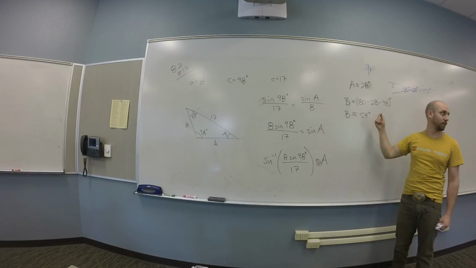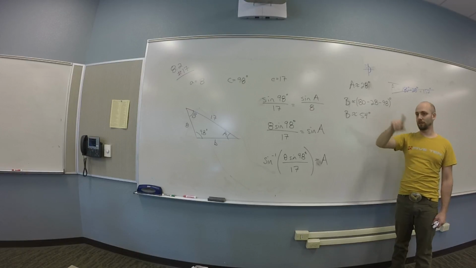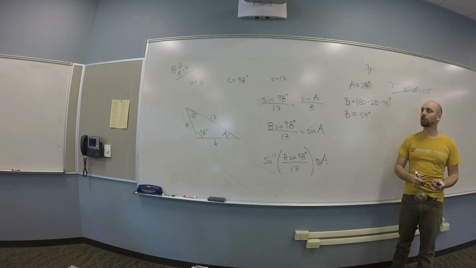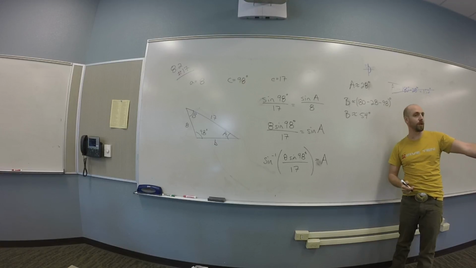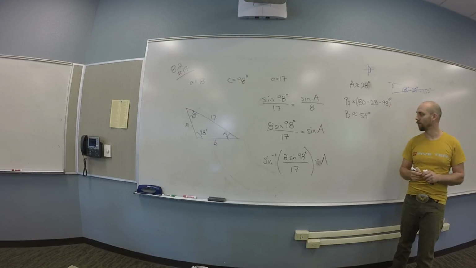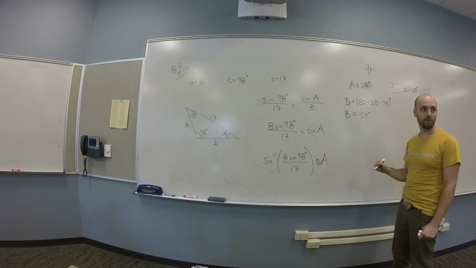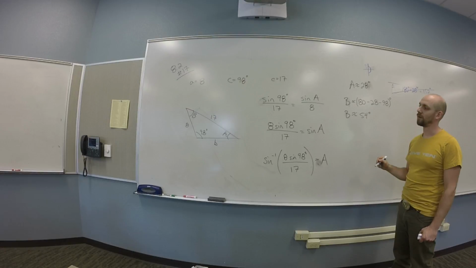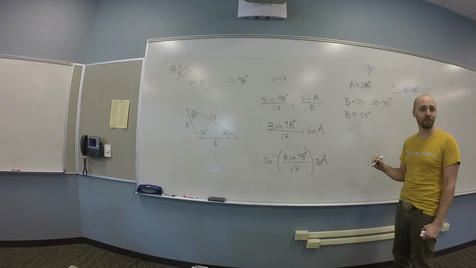Okay, so I found B. But now we have to find little b. You can use the law of cosines to find little b, or you could do law of sines again. Don't use cosine of b over 17, because it's not a right triangle.